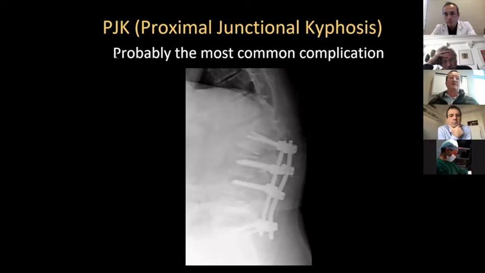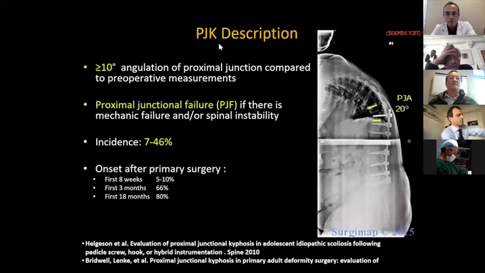PJK is probably the most common complication we see at the upper level. And what is the description? If there is more than 10 degrees of angulation at the proximal junction compared to preoperative measures, or if there is a failure, the so-called proximal junctional failure, with mechanical failure and or spinal instability. The incidence of PJKA has been reported between 7 and 46%. The incidence increases over time; in the first weeks or months it's quite low, but after 1.5 years, it's been reported at 80%.